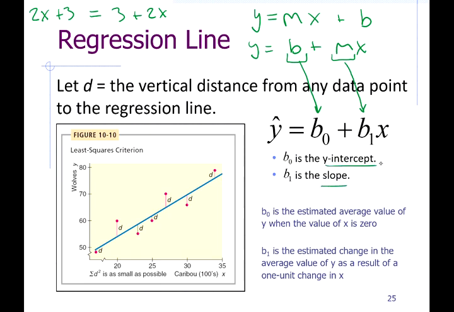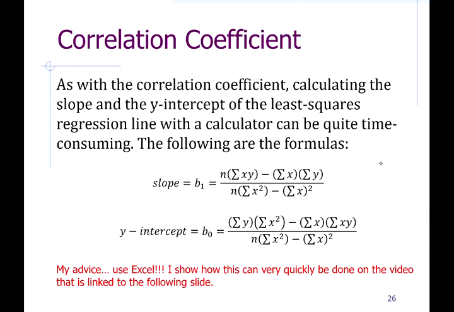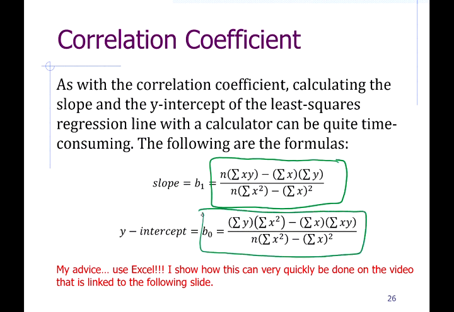Now, as with the correlation coefficient, calculating these things by hand, and when I say by hand, I mean paper and pencil and a calculator. Even with a $150 graphing calculator, these things are very cumbersome, very time consuming, very complicated to calculate. So here's your formula for the slope. It looks about as complicated as the formula for the correlation coefficient. And here's your formula for the y-intercept. These are not things you want to do by hand. Right? My advice, use Excel. And I show you how to do this in my next video.